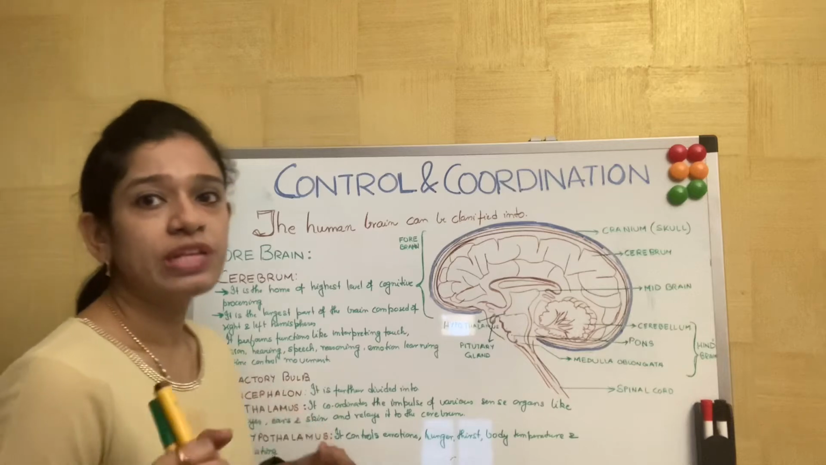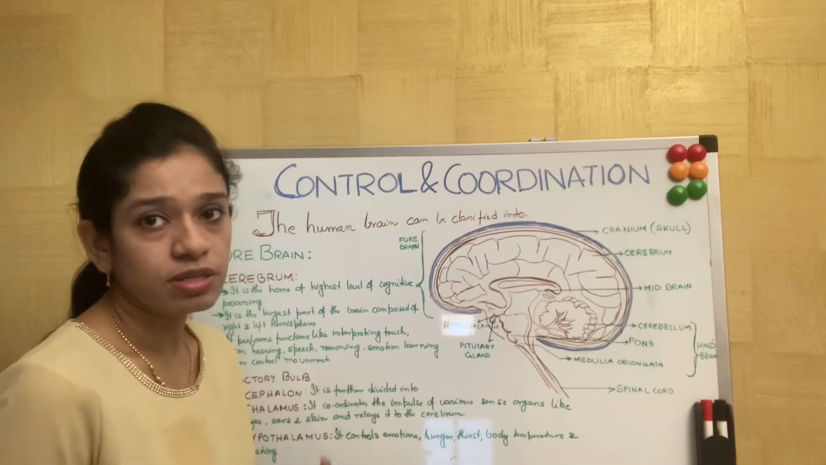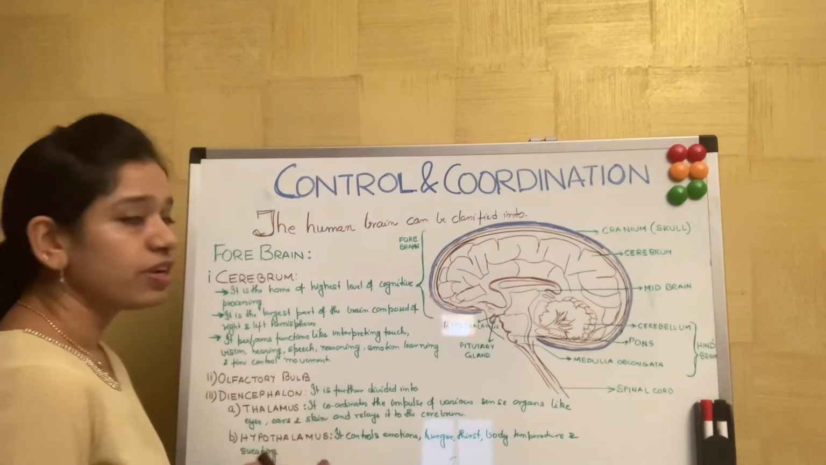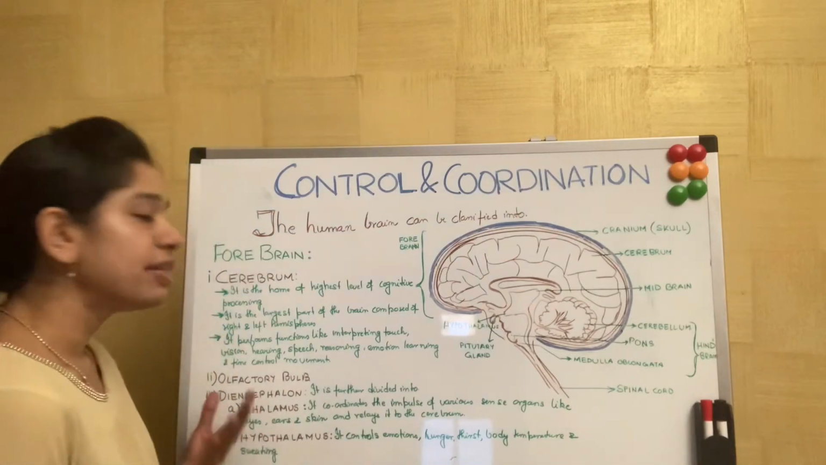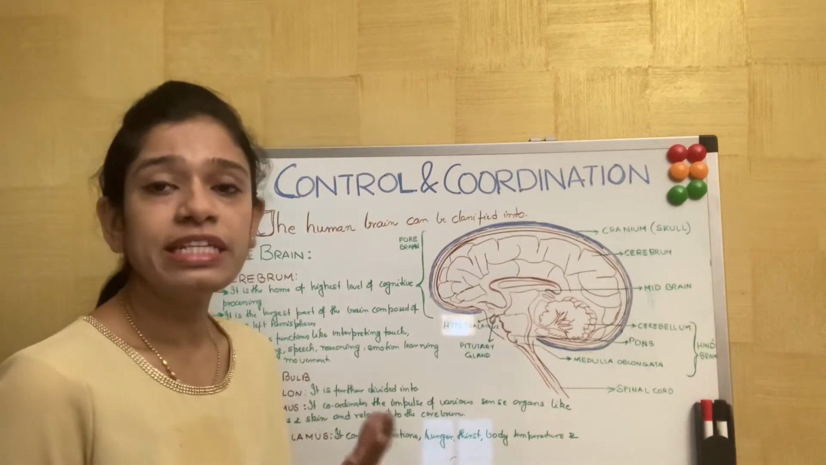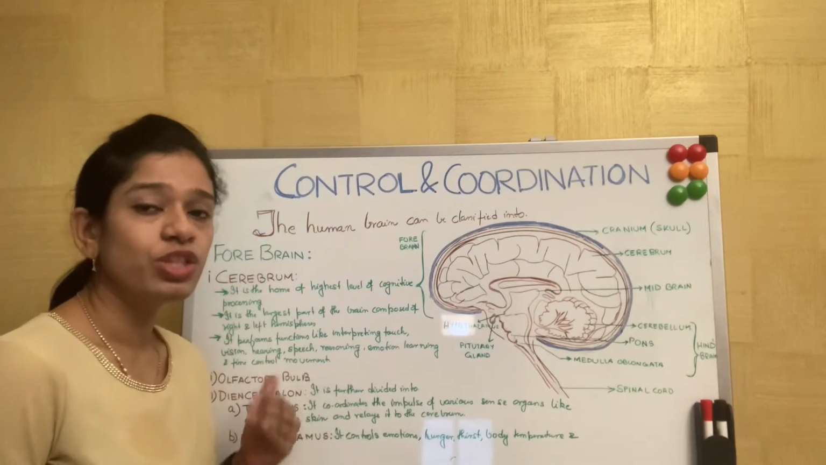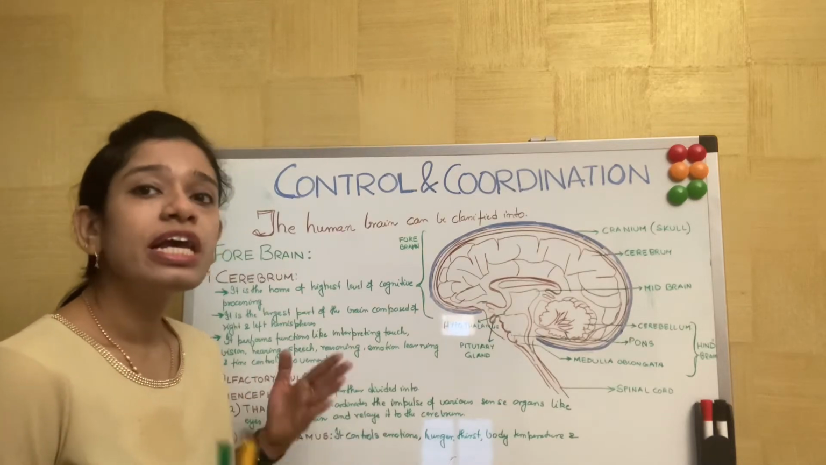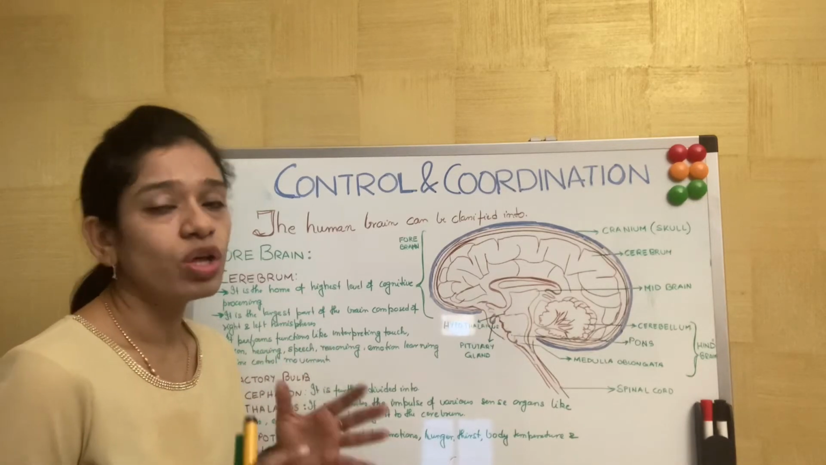The olfactory bulb is related to the sense of smell, because olfactory refers to smell. And third is the diencephalon. The diencephalon is again divided into thalamus and hypothalamus. The thalamus is mostly concentrated on the sense organs.